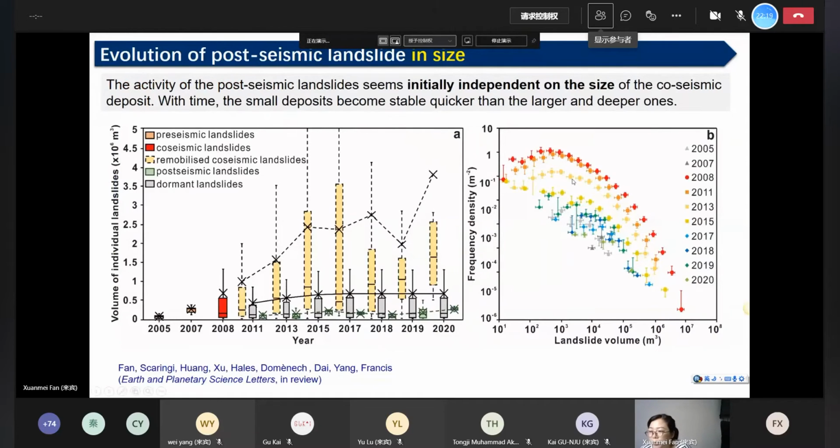And from this graph, you can also see the decreasing trend for the size frequency curve from 2008 to 2020. And 2020 is the green points. They are already very close, mixed with the pre-earthquake points, 2005 and 2007.